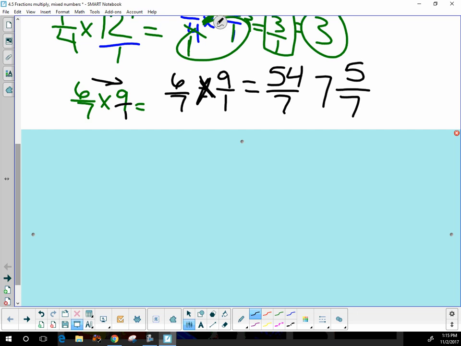There's nothing to reduce there because nothing across from each other. 7 and 9 don't have any common factors other than the number 1. That doesn't do anything for us. Same with 6 and 1 here.